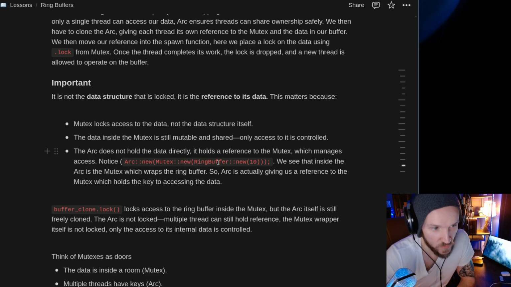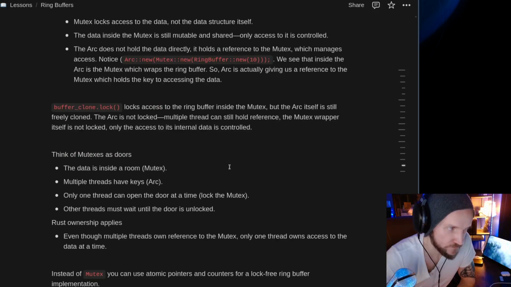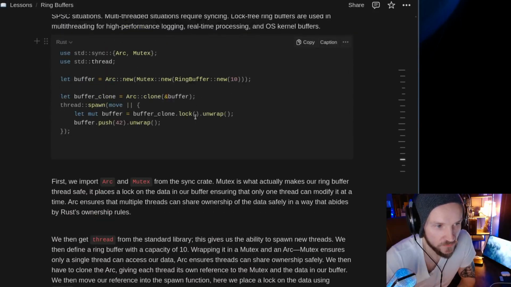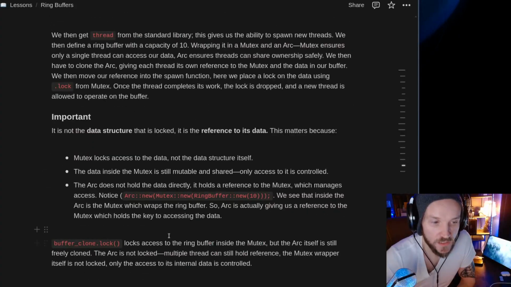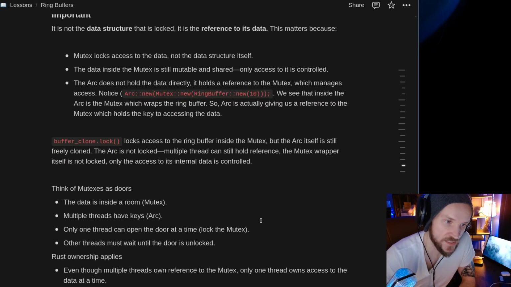So notice we got our ring buffer with 10 wrapped in mutex, wrapped in ARC. So we see that inside ARC is the mutex, which wraps the ring buffer. So ARC is actually giving us a reference to the mutex, which holds the key to accessing the data. Now here, buffer clone.lock, right here, this locks access to the ring buffer inside the mutex, but the ARC itself is still freely cloned. And so the ARC is not locked. Multiple threads can still hold a reference. The mutex wrapper itself is not locked, only the access to its internal data.